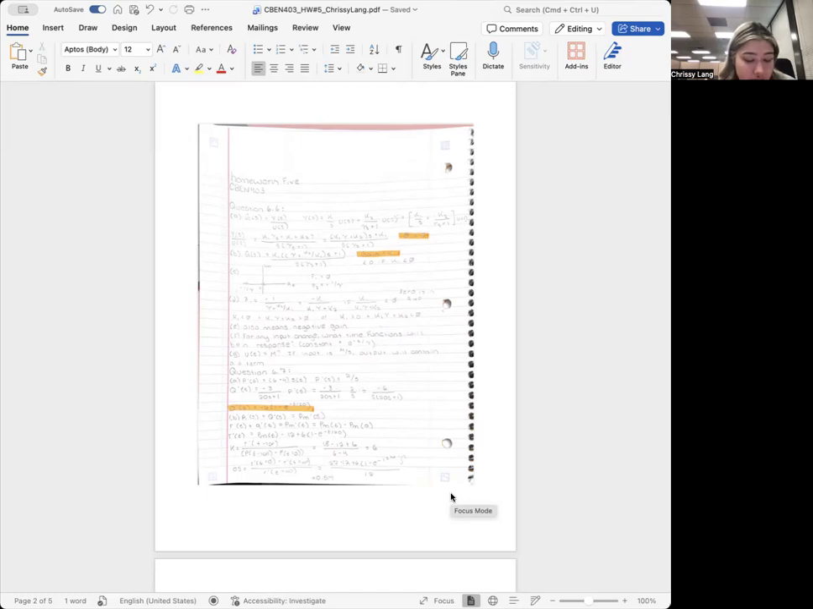The common denominator is s(τs plus 1). So I rewrote the numerator as k1(τs plus 1) plus k2s. When I expanded and simplified, I got (k1τ plus k2)s plus k1 in the numerator, and the denominator stayed the same. Next, I identified the poles by setting the denominator equal to 0.